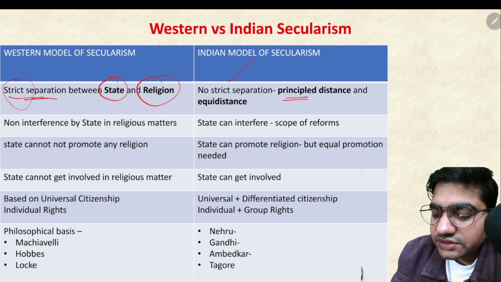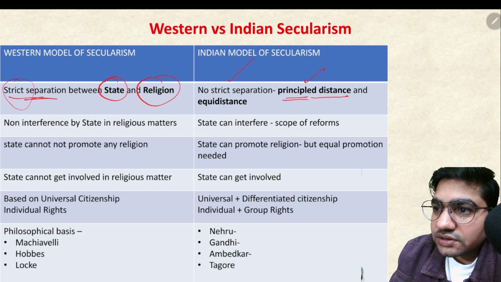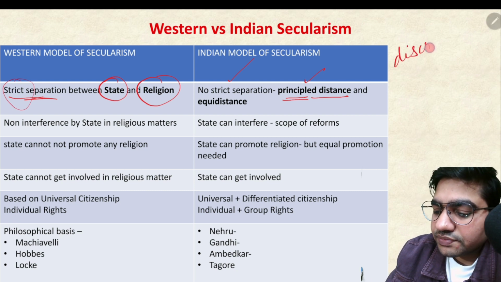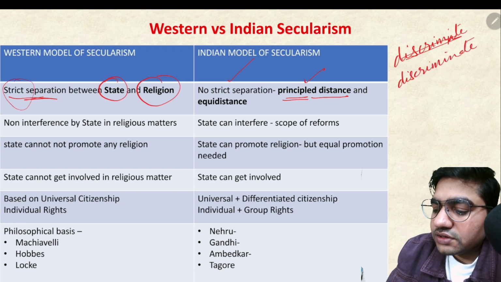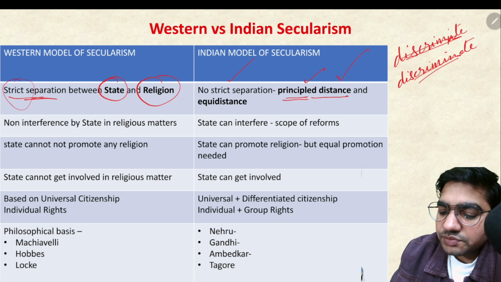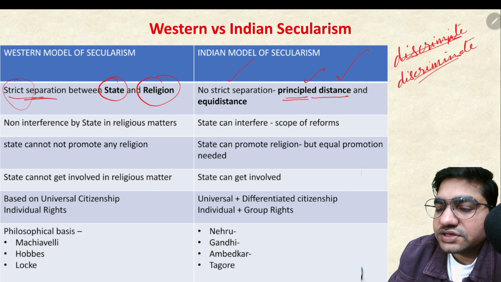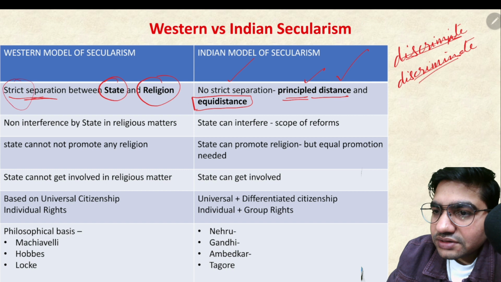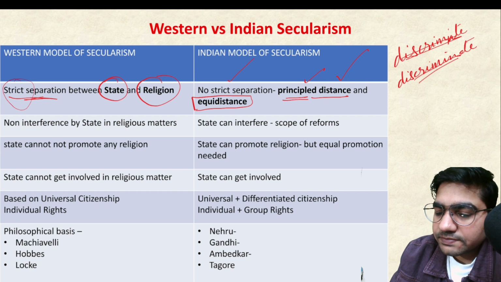But the key term here is principled distance. That means if a government or a state decides to support one religion or more than one religion, then it should not discriminate. The key word is that it should not discriminate against other religions. Principled distance means the same type of distance from all of the religions. Then the concept of equidistance means the government or the state has to maintain equal distance from all of the religions.